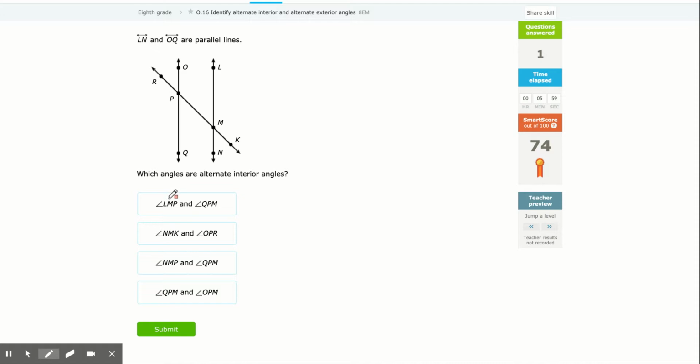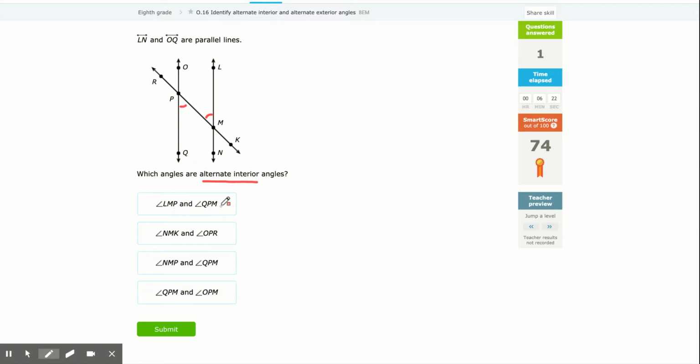So what I'm going to first do is just find LMP. So I'm going to come up here and go LMP. This is an interior angle. If it wants alternate interior, it's going to have to be this angle, because it's inside or in between the parallel lines. It's on opposite sides of the transversal and on opposite tracks.